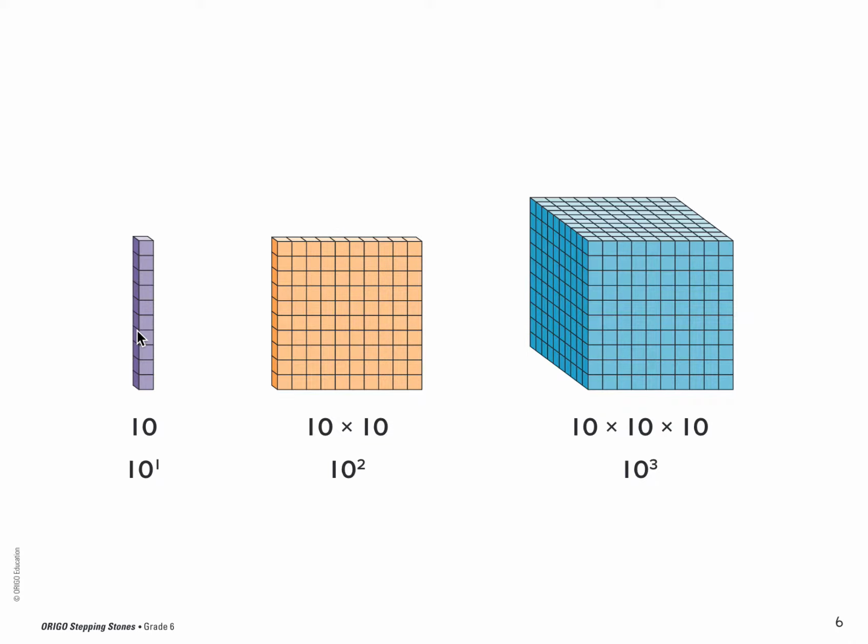We have 10, 100, thousands block. So we can represent this as 10 to the third, or 10 cubed. And you'll notice this is in the shape of a cube, this is in the shape of a square. So we have 10 squared, 10 cubed. 10 multiplied 1, 2, 3 times.